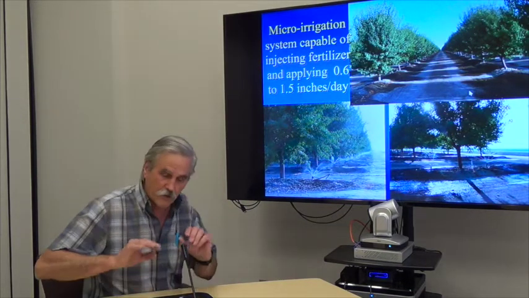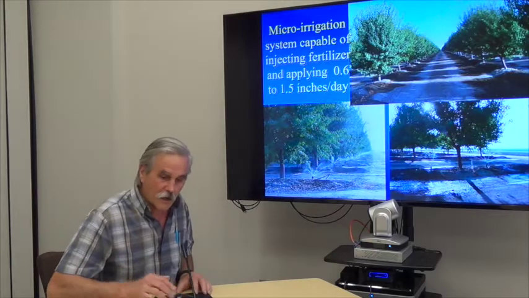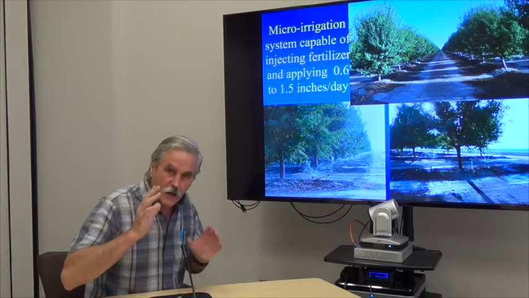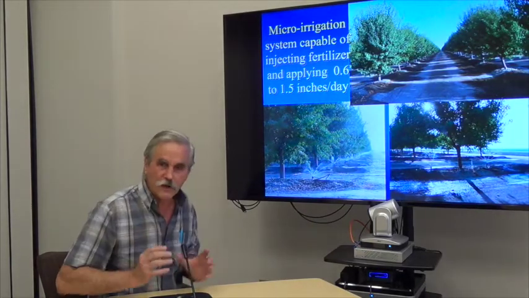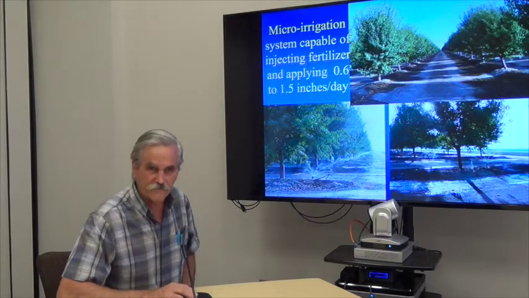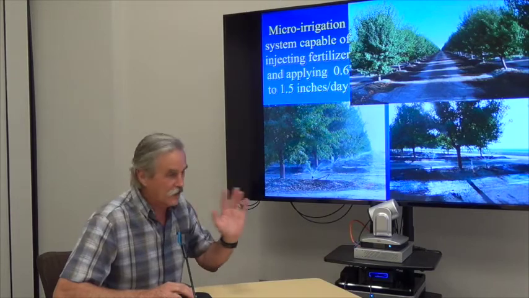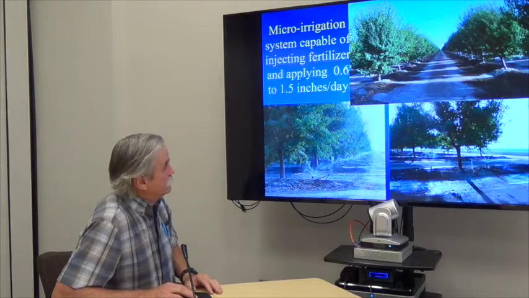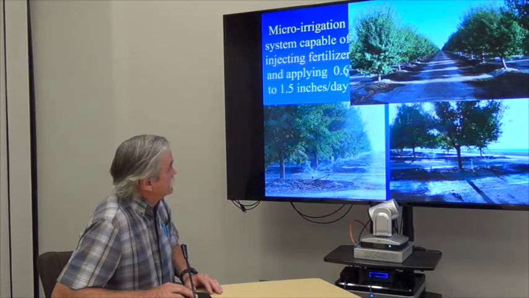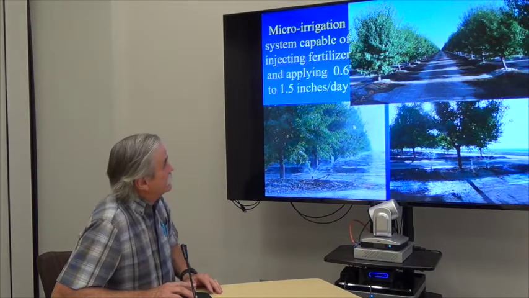Okay. Now we're going to ditch the flood system, and I want engineered how much water is going to get pumped out on that field. I can count on that being the same for every hour, every day. That's why we go to the microsystem where we whack on 0.6 to 1.5 inches a day.